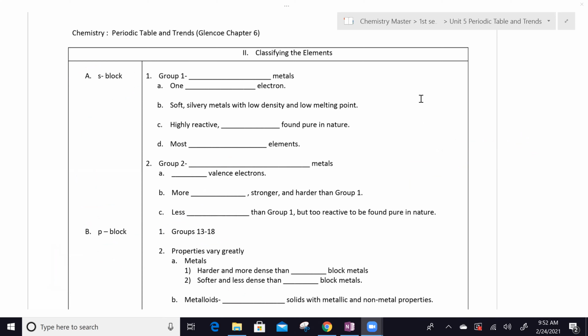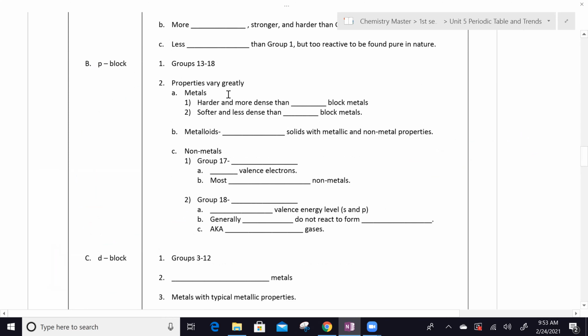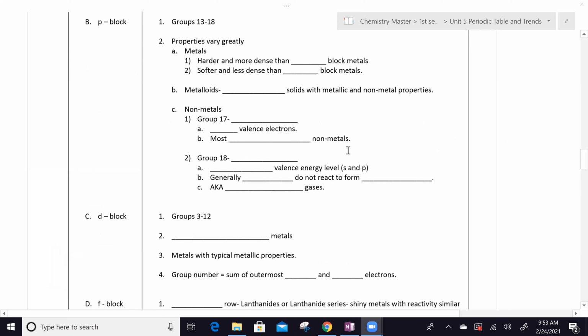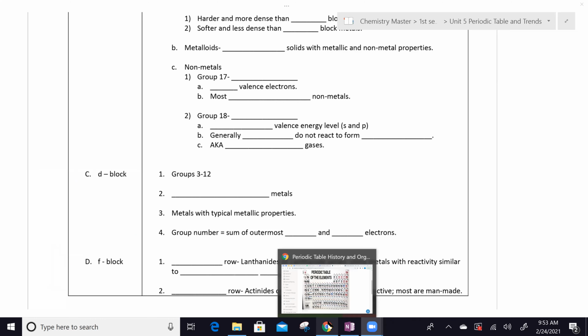So now, continue on with P block. Remember, you got a whole bunch of stuff going on over there. So you have your metals, you have metalloids. You also have non-metals over there, okay? So your non-metals, group 17. So let me show you group 17 again. Tell me if you remember the name of group 17.